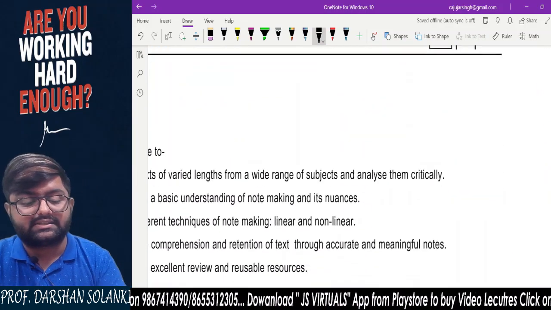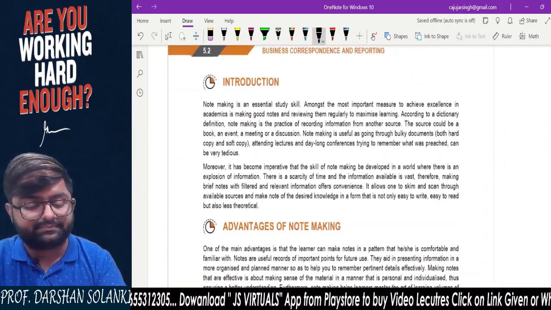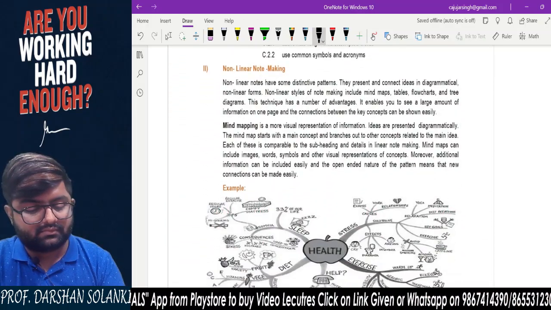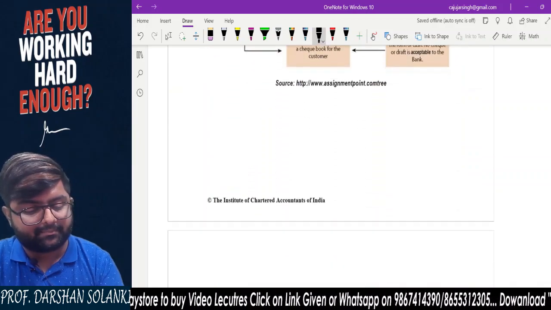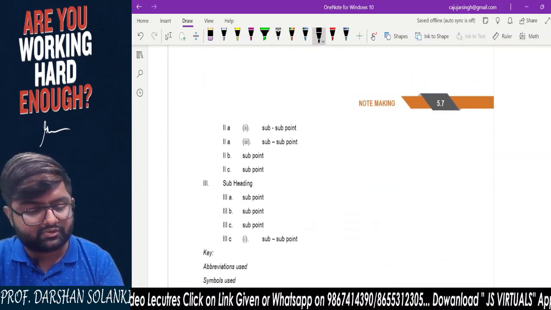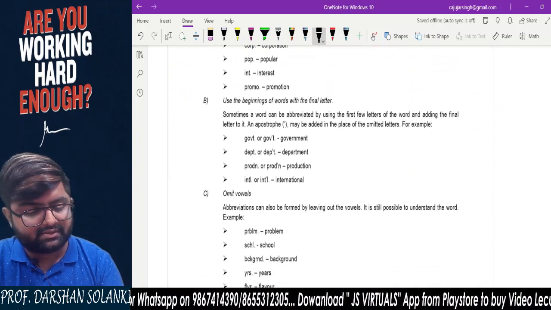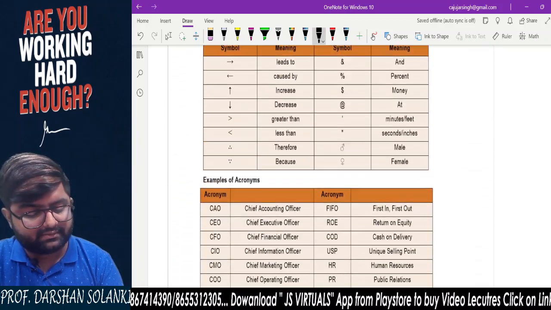Now let us understand the format of this particular note making through an example from your textbook. Example number 1.